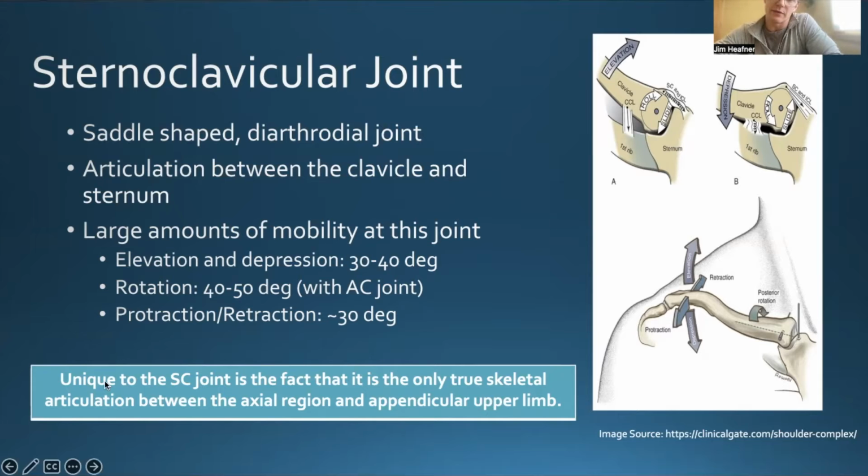Unique to the SC joint is the fact that it is the only true skeletal articulation between the axial and appendicular skeletons. What that means is what really holds the whole position of the glenohumeral, the shoulder complex, is this SC joint. And that's why all the muscular support and soft tissue support is really important. But everything's give and take. We don't need as much bony stability here because the function of the shoulder girdle and the glenohumeral joint is going to be much different than, let's say, what happens at the hip joint.